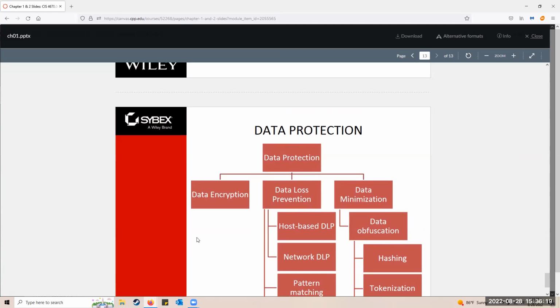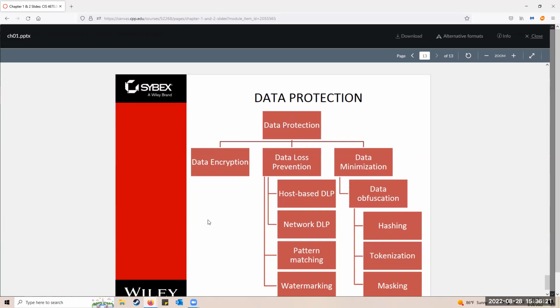So there are a lot of other different areas of data protection. A couple that are really prevalent in today's world are data loss prevention, which can detect when data is leaving an area, and we can maybe prevent that data from leaving the server, file, what have you.